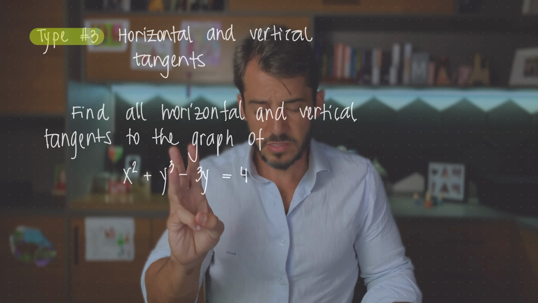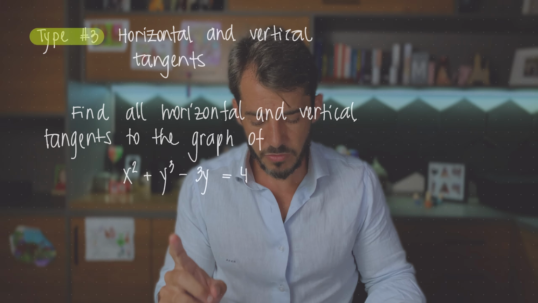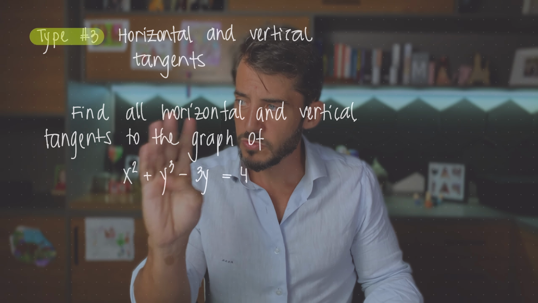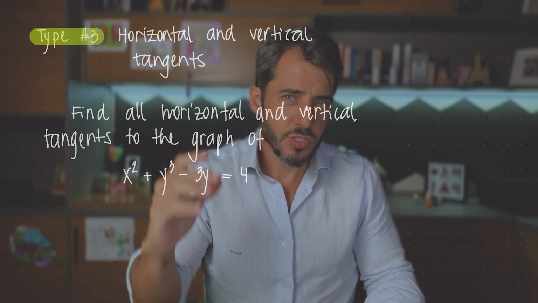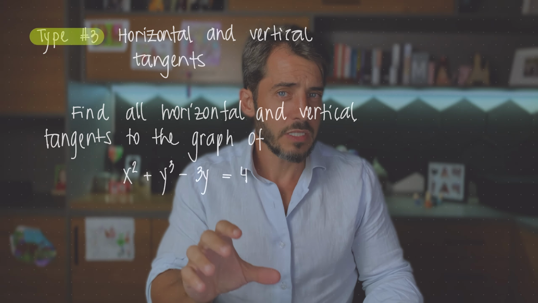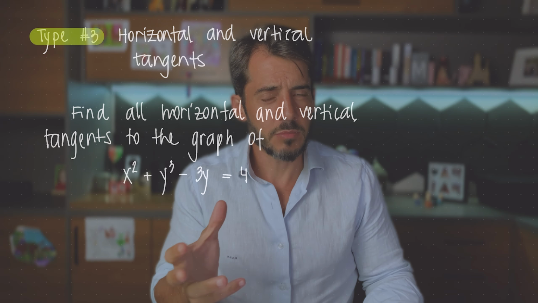Alright, so for exercise number 3, we're going to find all horizontal and vertical tangents to the graph of x squared plus y cubed minus 3y equals 4. Now, in this case, we do need to carry out the differentiation process all the way to the end. We need to find what dy dx is, so let's do that first. In this case, it's a simpler derivative.